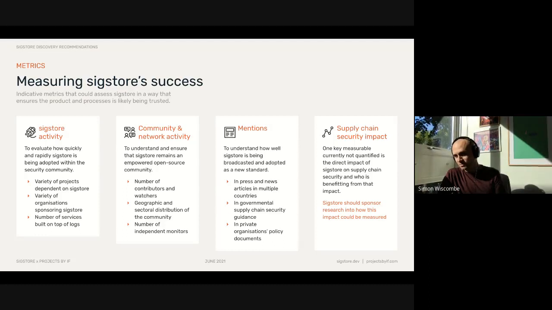And the last one, which is almost like a holy grail of this, and to be honest, we weren't able to find very many robust indicators of what this might be, is quantifying the direct impact of Sigstore on supply chain security, and who is benefiting from that. One of the recommendations we make is that it may behoove Sigstore to sponsor, whether through putting people on it, through resources, or even partnerships with people who have a stake in this, research into how this impact could be measured.